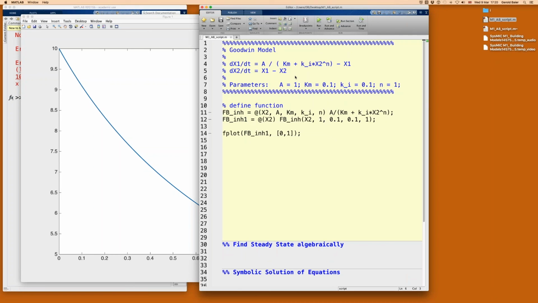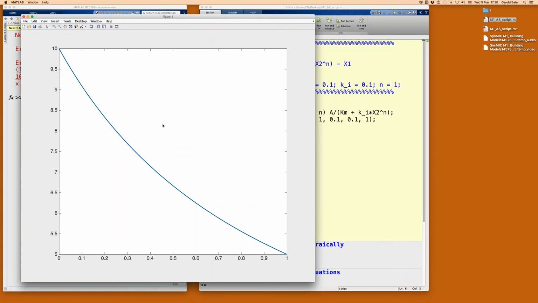That's 10. So let me just repeat, make sure I understand. So you have said that if x2 is 0, this whole term will be 0. So there will be nothing added to Km. So we are left with A divided by Km. And that's 1 divided by 1/10, and that gives us the 10 that we see in the plot. If on the other hand we go to the right-hand side, we look at the concentration of x2 equal to 1, and it seems to have dropped to just half of this initial amount, namely to 5. So I guess that also makes a lot of sense.